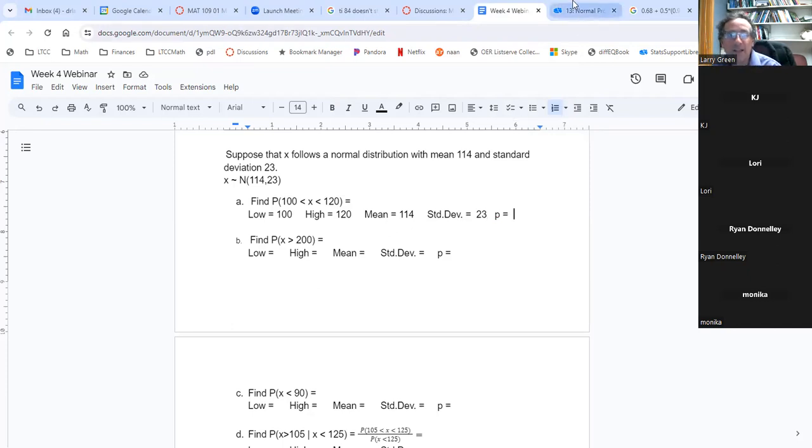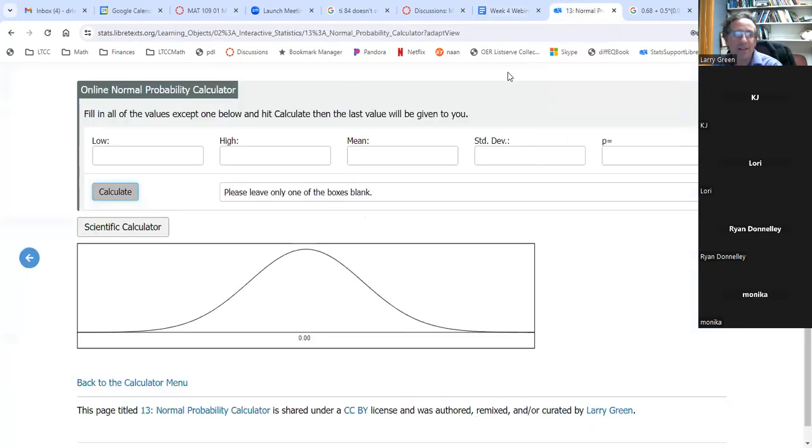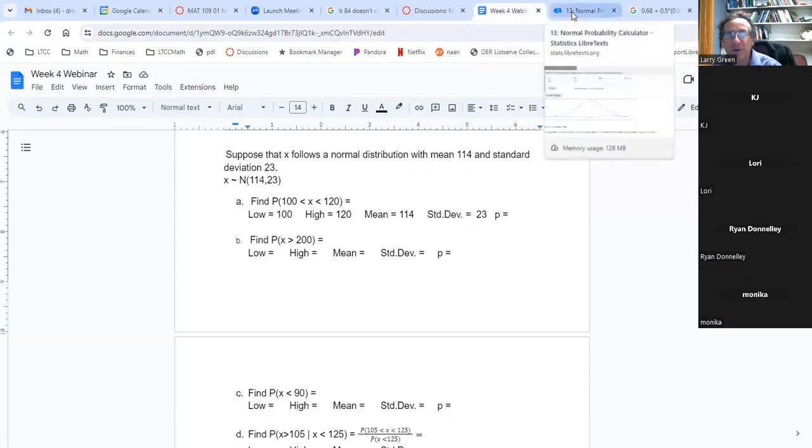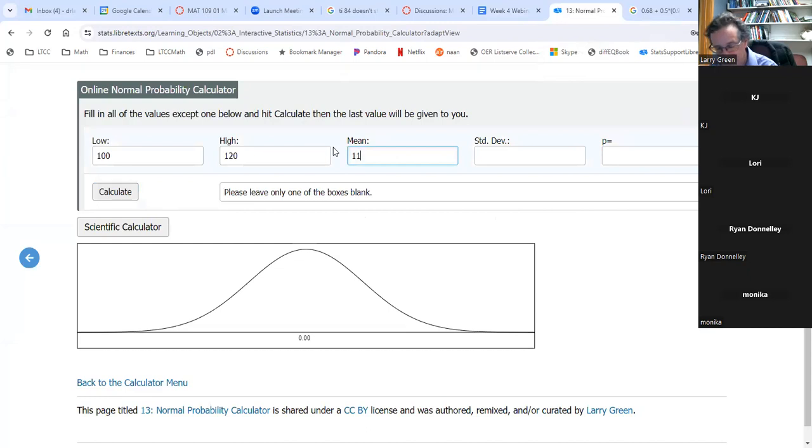So now I'm going to go to the calculator and we have 100. We have 120. We had, remember, 114 and 23. And we put those in for the low, high, mean, and standard deviation. We have this one left blank. Now I can hit calculate.